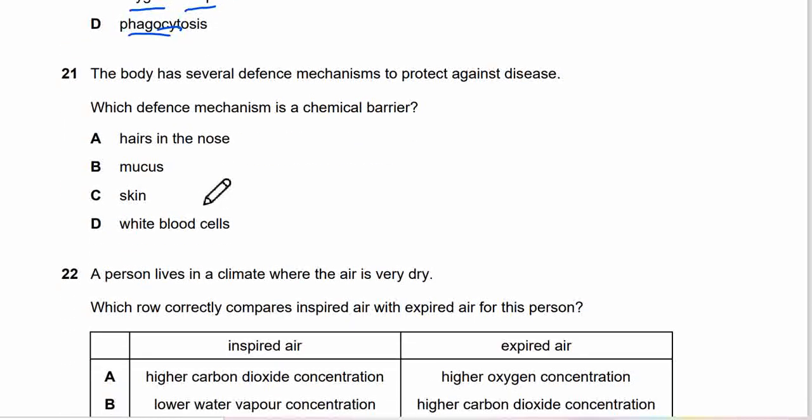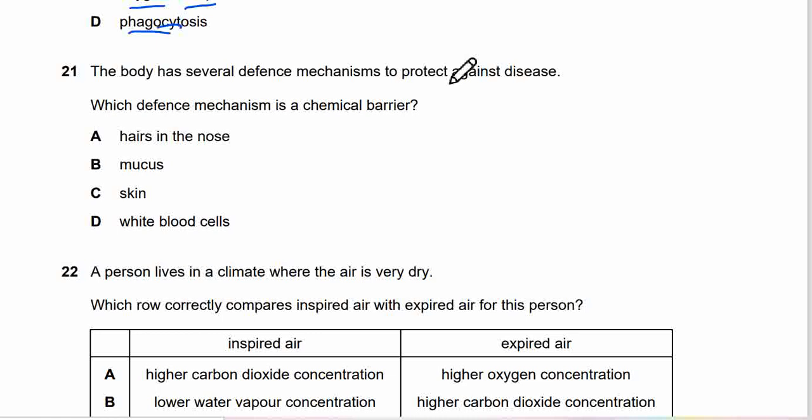Question 21. The body has several defense mechanisms to protect against disease. Which defense mechanism is a chemical barrier? So here the nose is physical, skin is physical, white blood cells is the immune system. So the only possible answer is mucus. Question 21, mucus, chemical barrier. Mucus contains antibodies and enzymes that are designed to destroy and kill harmful bacteria. So mucus is a chemical barrier.